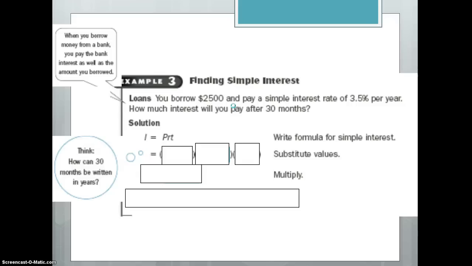Let's try an example. You borrow $2,500 and pay a simple interest rate of 3.5% per year. How much interest will you pay after 30 months?